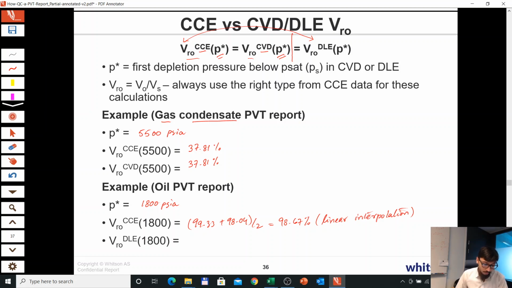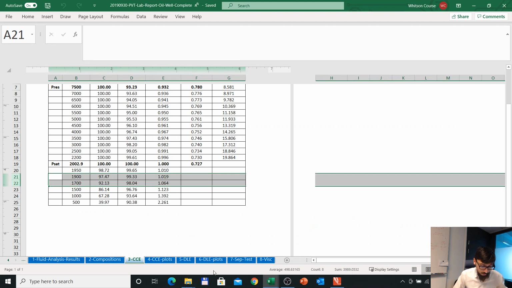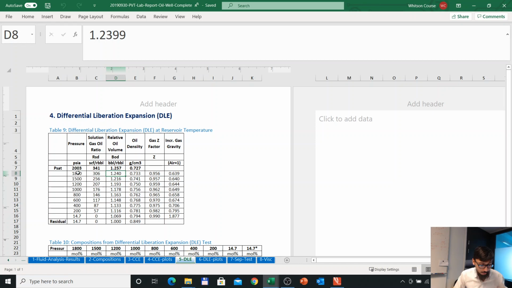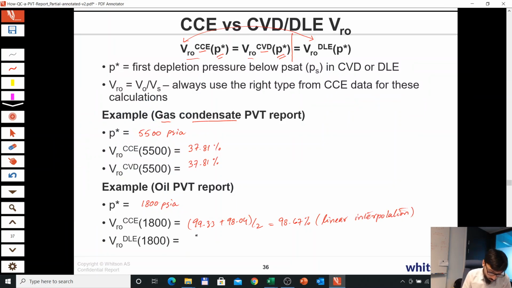And then in the DLE, what do we have? In the DLE, we don't have relative oil volume data, but as discussed, we can calculate that value, and that would be the BOD at the given pressure divided by the BODb. So 1.240 divided by 1.257. That would be 98.64%.